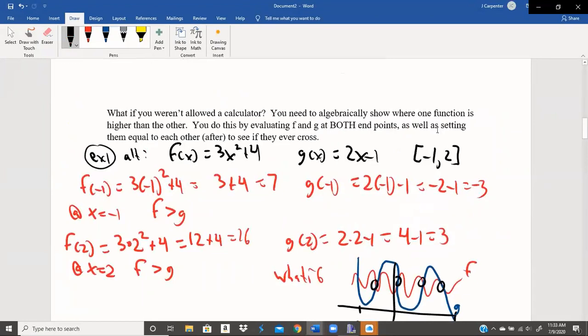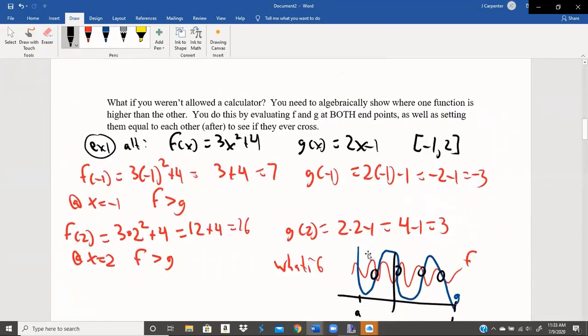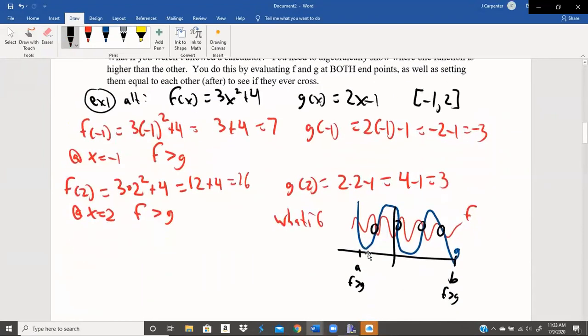You have to, as well as setting them equal to each other to see if they ever cross. If they ever cross, they typically change which one's higher and which one's lower for a while. And then you can go and say, all right, well, here's an X value in that range, which one's higher, which one's lower, if you need to affirm that. So are there any crossing points, also known as intersections?